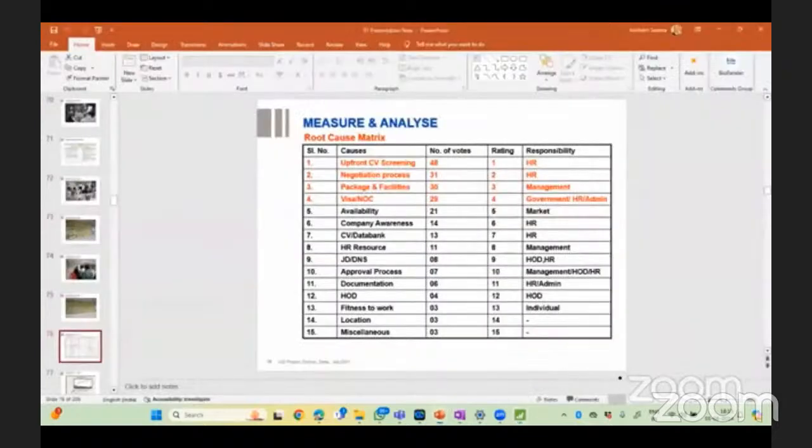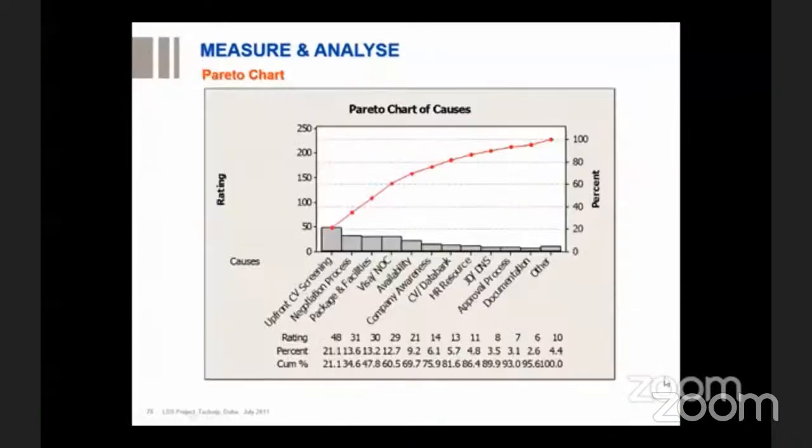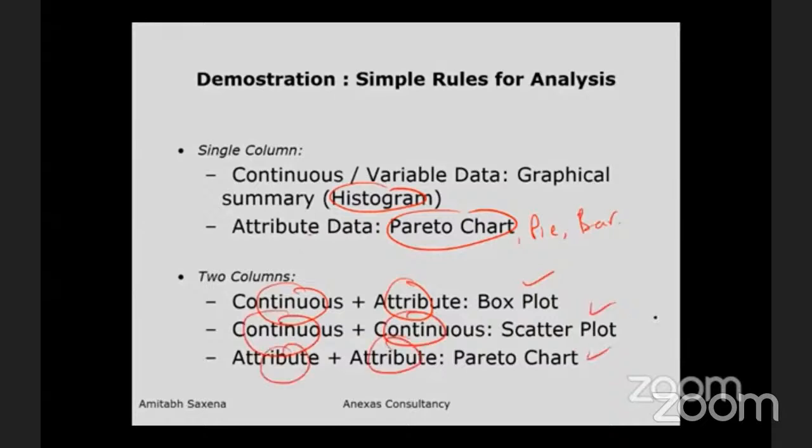And now once we have got the root causes, we take actions on those root causes. Just to summarize, when we are dealing with continuous data, I did a histogram. When I was dealing with attribute data, I did a Pareto chart. You saw that reasons for attribute data, right? Or I can do a pie chart, or I can do a bar chart also. And when it is continuous and attribute data, I did a box plot. When it is continuous and continuous data, I did a scatter plot. When it's attribute and attribute data, I can do a Pareto chart. So now you can analyze all types of data.